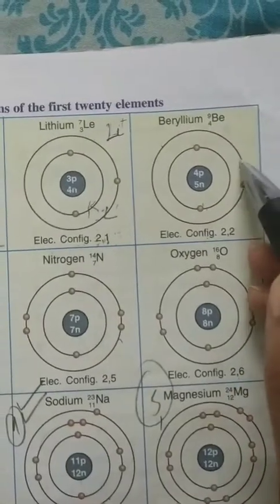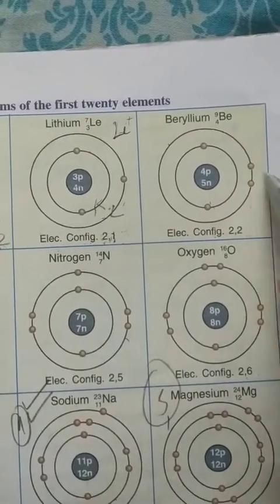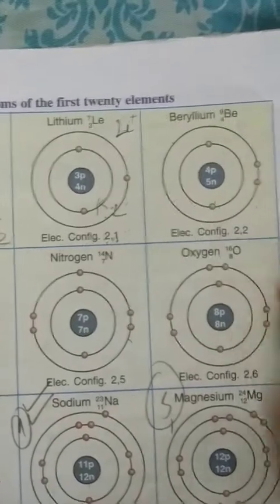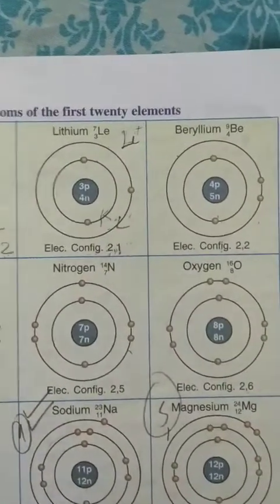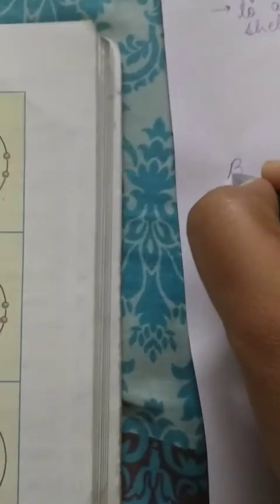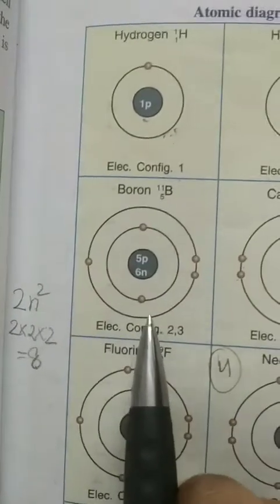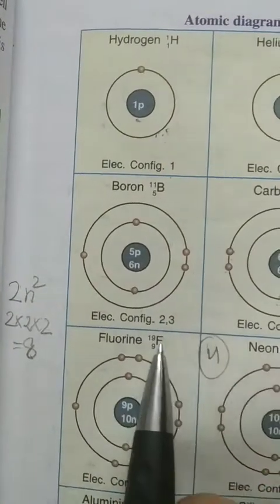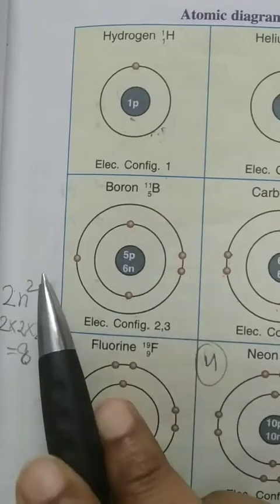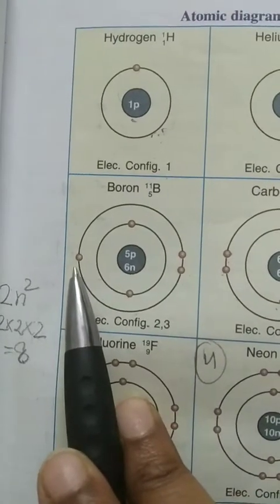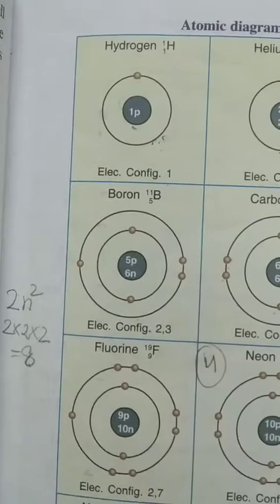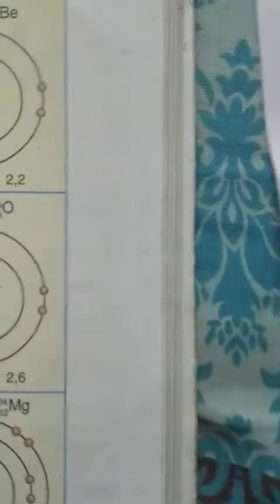Beryllium, these 2 electrons it can lose and become stable. So what will it become? It will become Be+2. Okay, beryllium cation. Talk about boron. Boron, 3 electrons it will lose and it will become B+3.